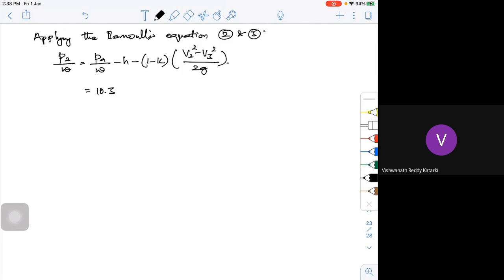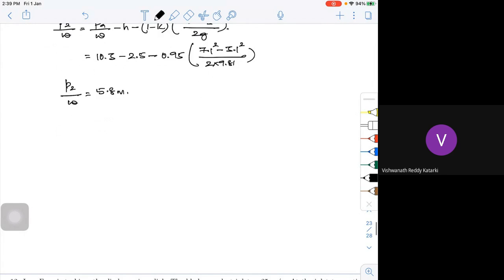So this is 10.3 meters minus 2.5 minus K. What is the K? It is hydraulic efficiency, which is 95%, 0.95, into (7.1 square minus 3.1 square) divided by 2 into 9.81. If I substitute everything, I am getting my P2 by W as 5.8 meters, or I can write P2 is equal to 5.8 into 9810, so your pressure is around 56.9 kilopascals.